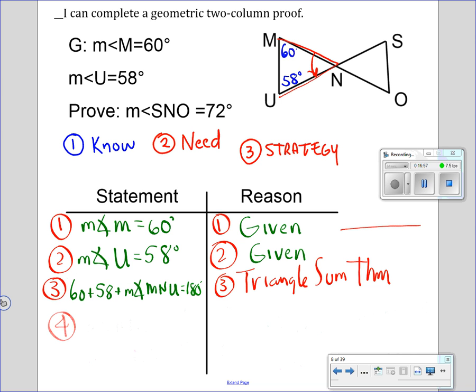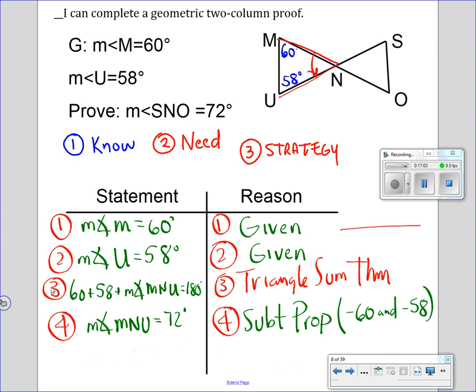All right, line 4. Well, the measure of MNU is 72. The way I got that was I basically subtracted 60 and 58 from the left side. I took 180 and subtracted 60 and 58 from it, and I got the measure of angle MNU is 72. Now that's not the angle they want to know.